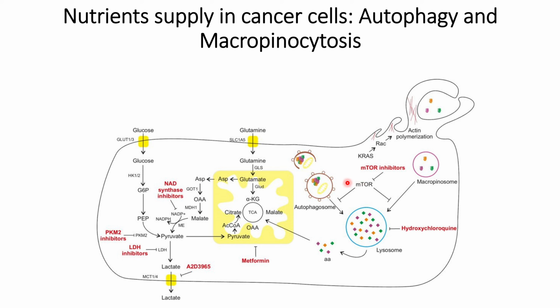So mTOR is downregulated or inhibited when the nutrient supply is low, and mTOR is upregulated when the nutrient supply is high. And one more thing happens that helps the extracellular components to provide more nutrient supply. For example, alanine is used by the cells as a replacement for glucose in most cases.